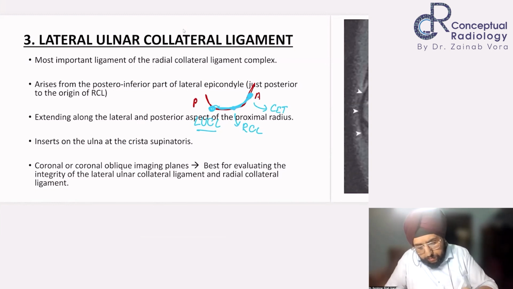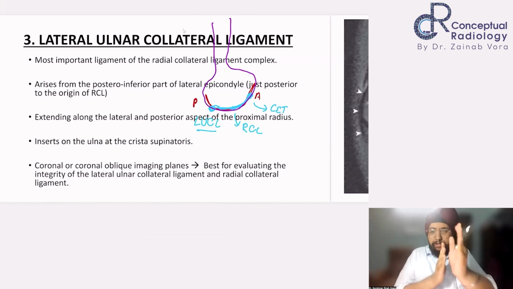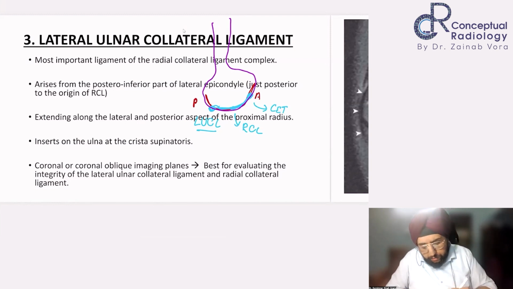So this is your distal humerus. I'm looking from the sagittal view at the lateral collateral ligament, the lateral epicondyle region. So it is said that the superior most and anterior most.